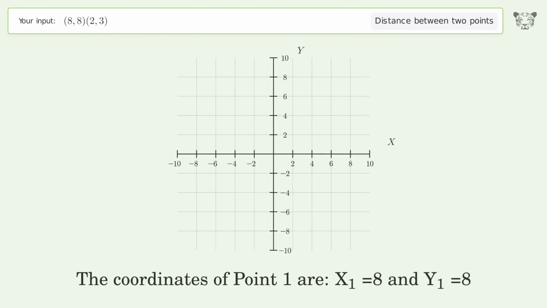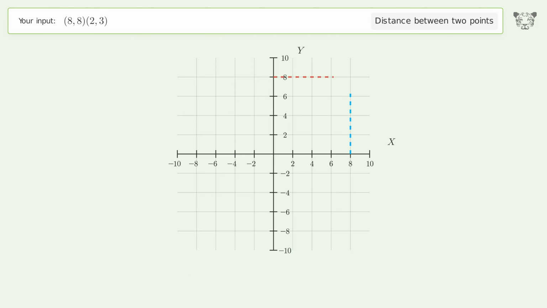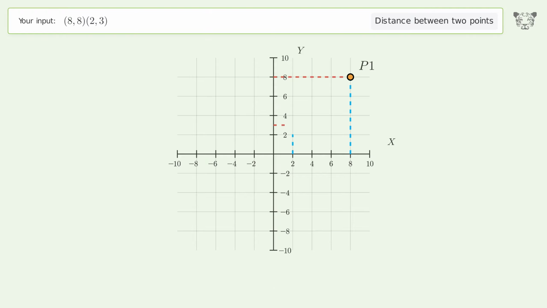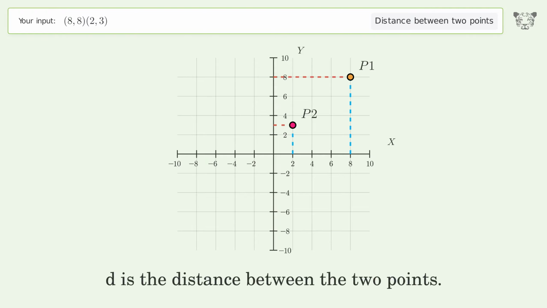The coordinates of point 1 are x1 equals 8 and y1 equals 8. The coordinates of point 2 are x2 equals 2 and y2 equals 3. D is the distance between the 2 points.